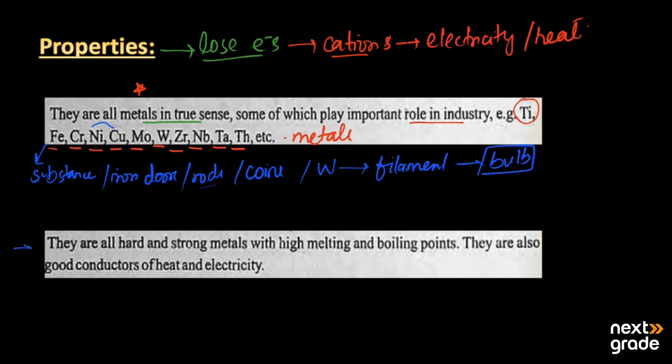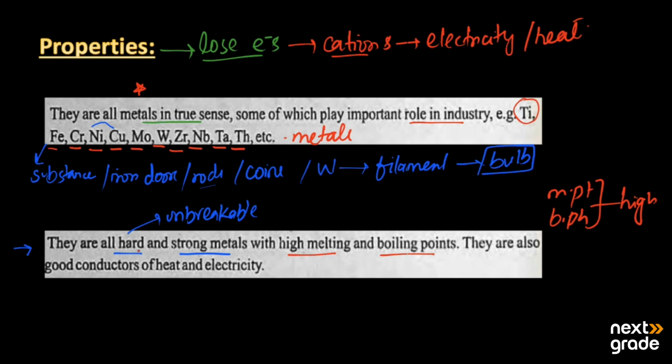On the other hand, the second property of transition elements is that they are all hard and strong metals. It means they are unbreakable and very strong, and due to this they have high melting and boiling points. Their melting points and boiling points are very high, and this is due to their strong bonds and the hardness of these metals. They are also good conductors of heat as well as electricity, because they can conduct heat as well as electricity.